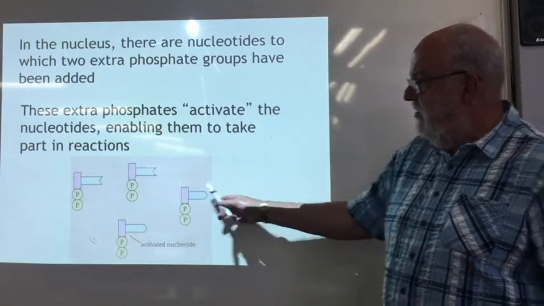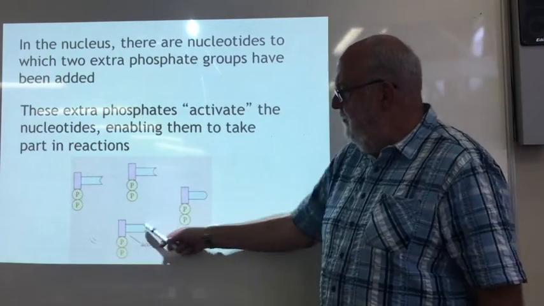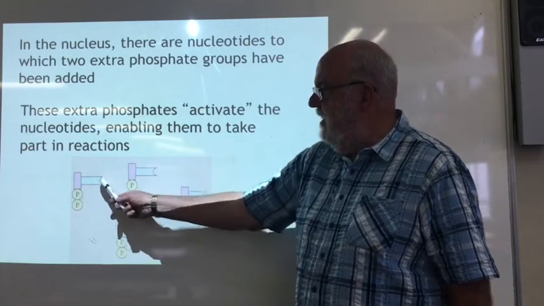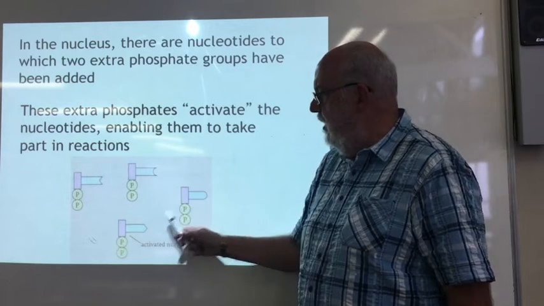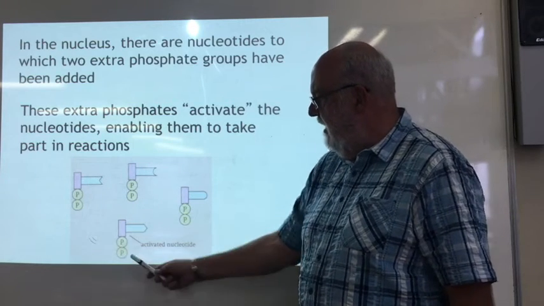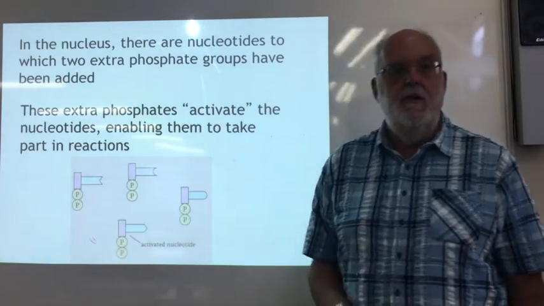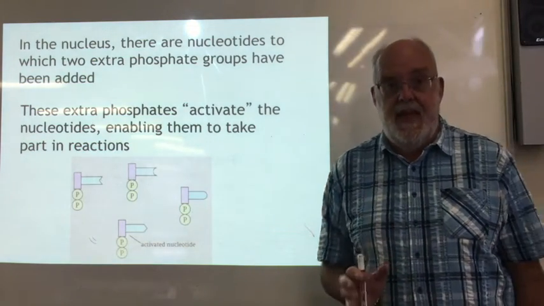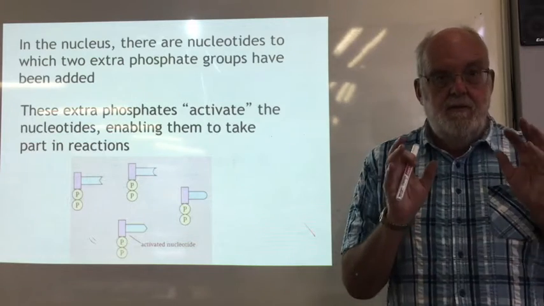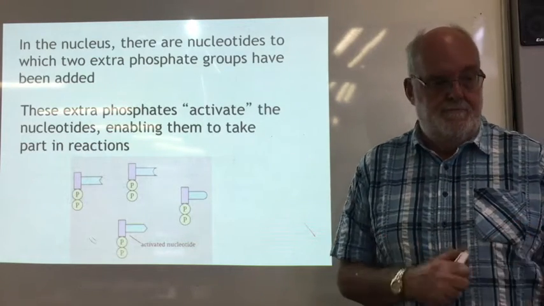Here they are. So here are the nucleotides. There are 4 different ones, each one representing either adenine, thymine, guanine, or cytosine. And here are the 2 extra phosphate groups added to that, which is basically telling the enzymes that there are nucleotides ready to work.